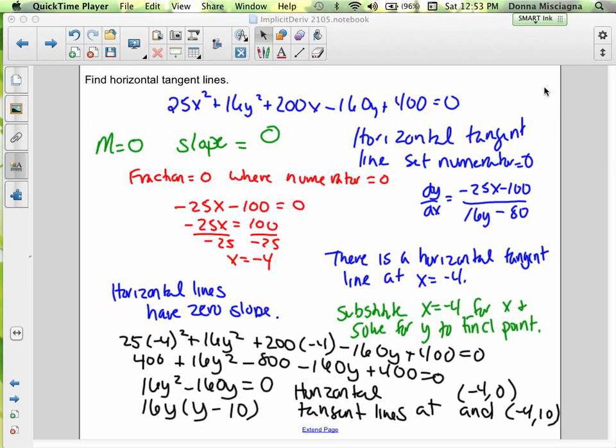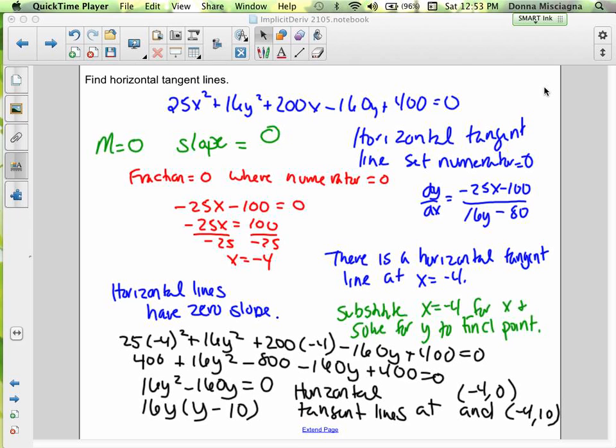How we find the rest of the point is we plug it back into the original equation. And actually, this was a really easy equation to solve. So I plugged in -4 because we had x equals -4 when we set our numerator equal to 0, because a fraction will be equal to 0 wherever the numerator is 0. So when we plugged in -4, I got 400 plus 16y squared minus 800 minus 160y plus 400 equals 0. Well, all the constants canceled out, and I'm left with 16y squared minus 160y equals 0. Factor out the greatest common factor, 16y, and you've got 16y times (y minus 10).